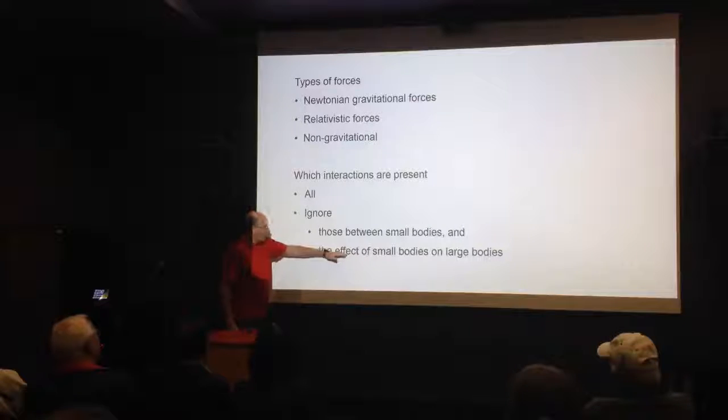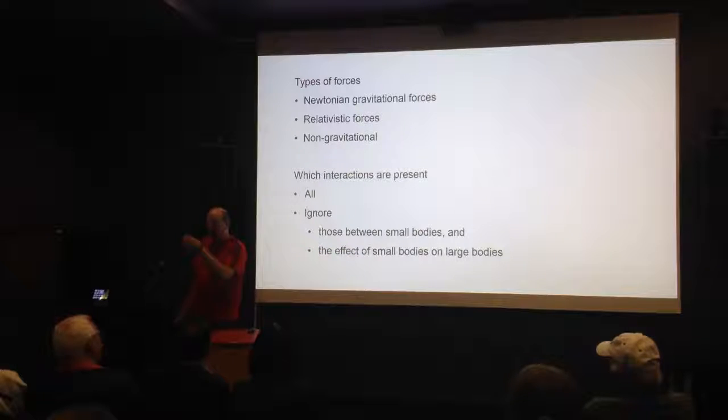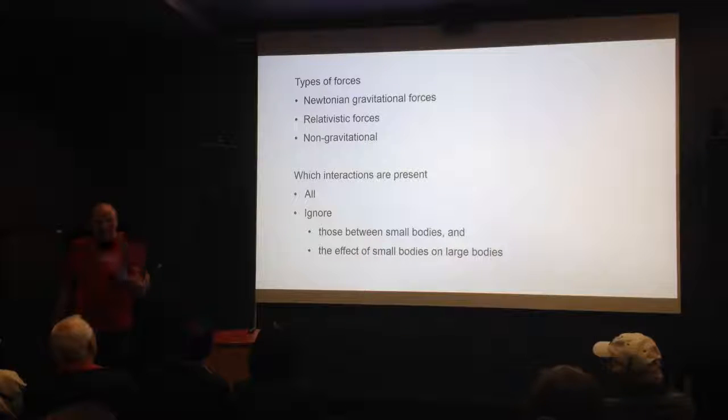You also assume that the small bodies, so the asteroids, do not affect the motion of the large bodies, the planets and the sun. So the planets and the sun affect the motion of the asteroids, but the asteroids do not affect the motion of the planets and the sun. That's an approximation. So what does that mean?